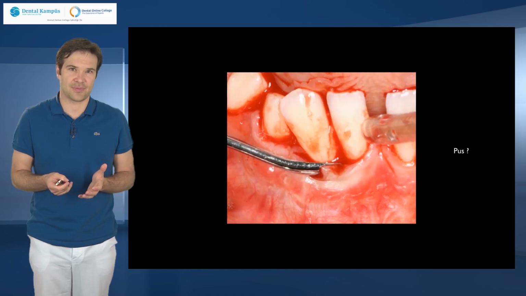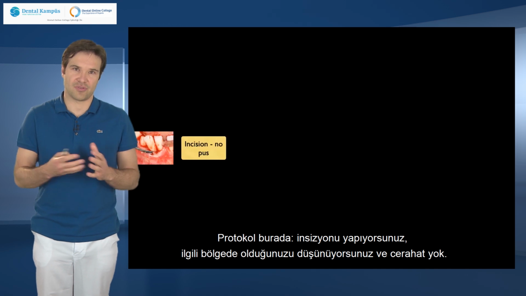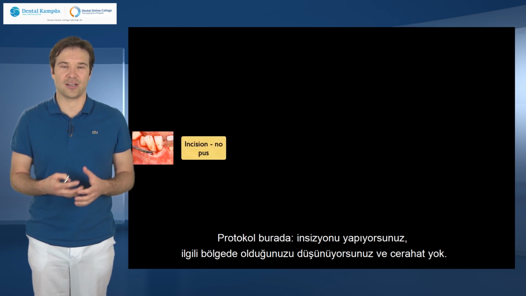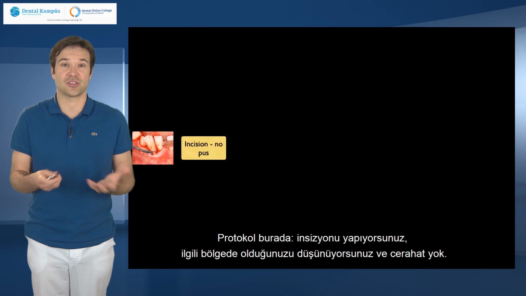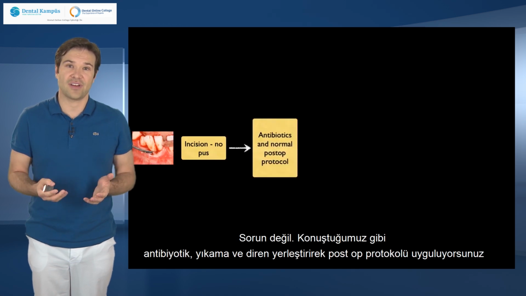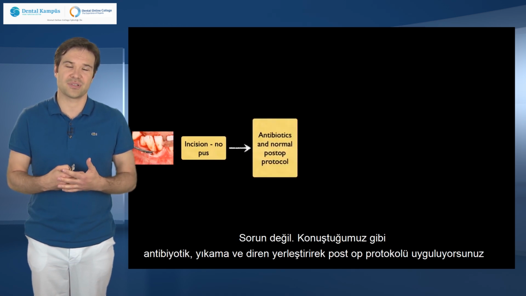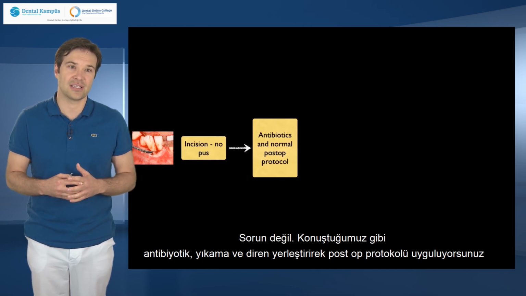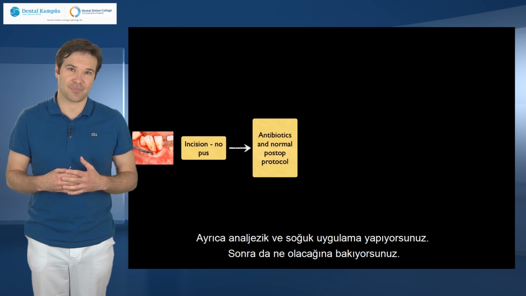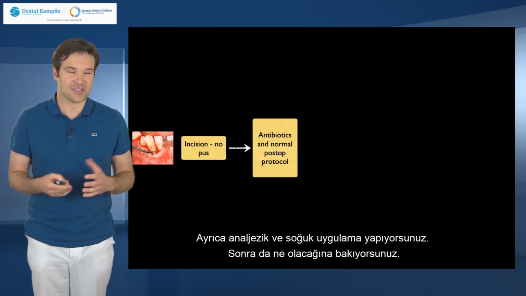Another critical thing could be that you perform your incision, you're happy with that, but just no pus comes out. So what do you do then? Well, here's the protocol. You perform your incision, you think you're where the whole process was, you just have no pus. That's fine. You have the normal postoperative protocol with the rinsing and the drainage, as we've been talking about. You also apply antibiotics, painkillers, and cooling. And then you see what happens.